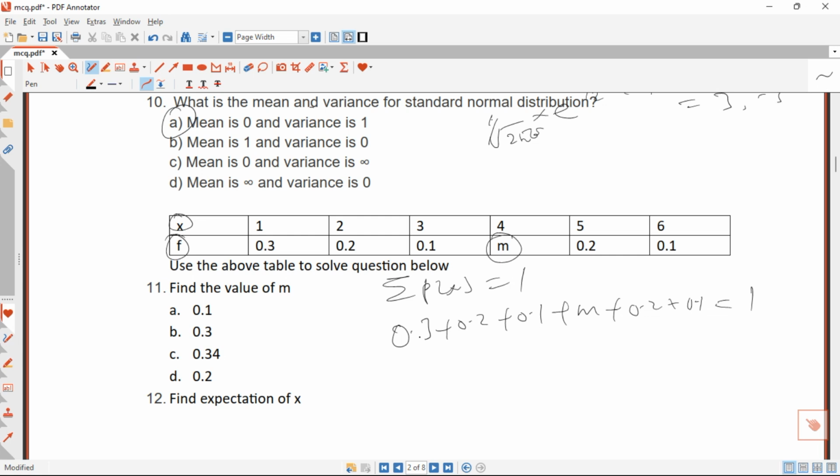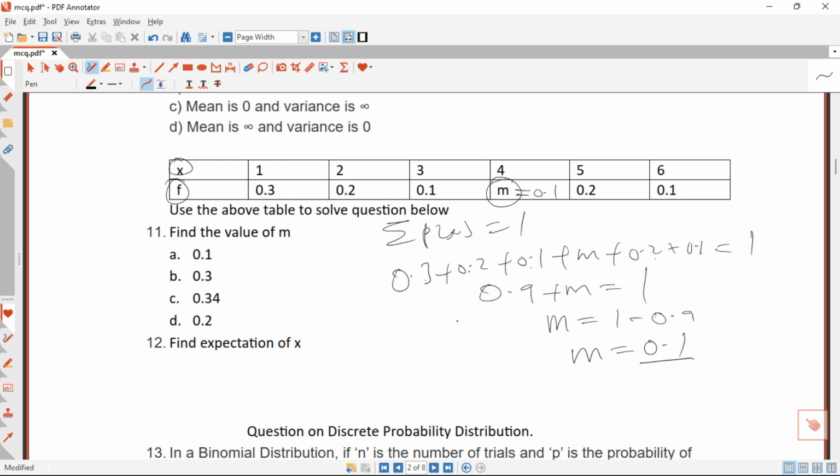When we add everything here, 0.3 plus 0.2 will be 0.5, plus 0.1 will be 0.6, plus 0.2 will be 0.8, plus 0.1 will be 0.9. So we have 0.9 plus m is equal to 1. We have m is equal to 1 minus 0.9, and then our m will be 0.1. So here our m will be equal to 0.1. This is how we can calculate the missing value for discrete cases.